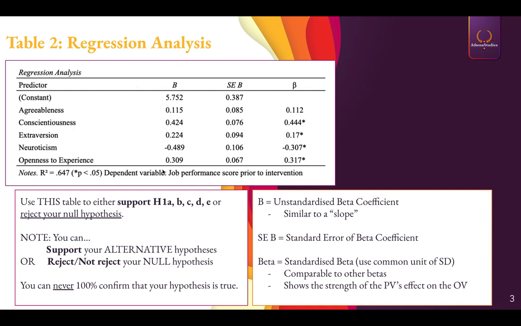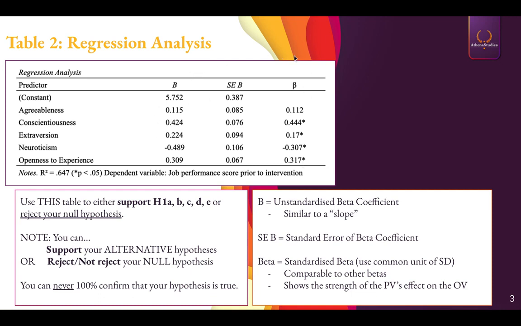So this first column right here that just says B, that is your unstandardized beta coefficient. So these kind of represent slopes, essentially. And as you see with neuroticism, it's negative, which makes sense because usually neuroticism and job performance we would expect to be basically opposite. You can look at these unstandardized beta coefficients, but these are not in similar units, so you cannot compare them to each other because they're not in the same units.